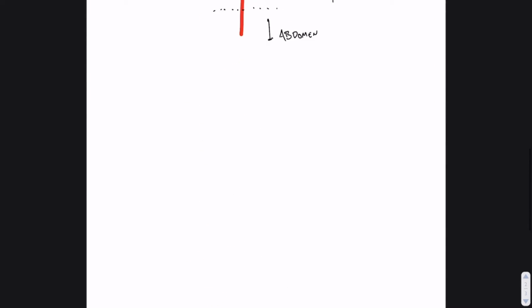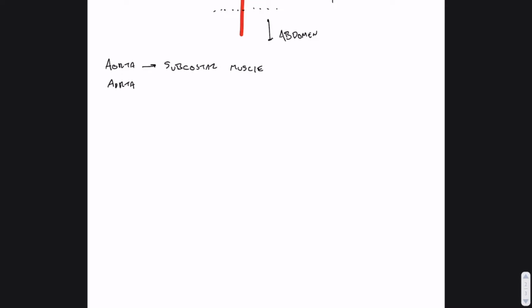So here's an example. You're going to start in the aorta, and you're going to take blood to the subcostal muscle. And at this point, it doesn't matter which one, because the trace would be the same no matter if we're on the right or the left. So the trace would look like this. Aorta to the posterior intercostal artery, and then we would be at that subcostal muscle.